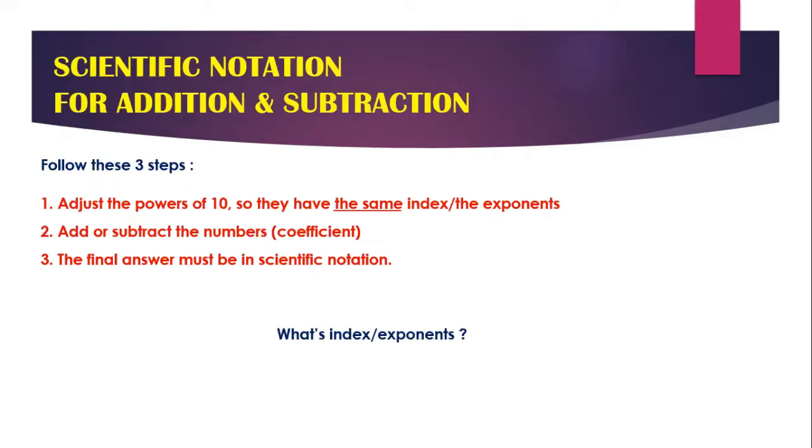Okay, students, what is index or exponent? Look at this sample: 3.8 times 10 to the power of 5. Students, what is the 3.8 position? And what is the 10 to the power of 5 position? I want to explain one by one. 3.8 is one part. We call this one the coefficient.